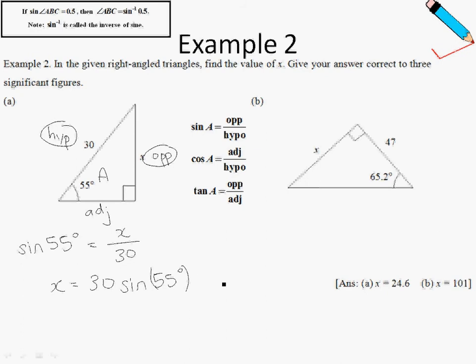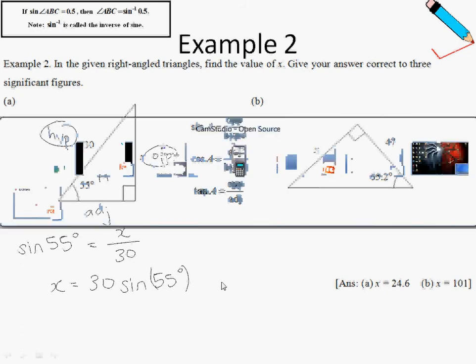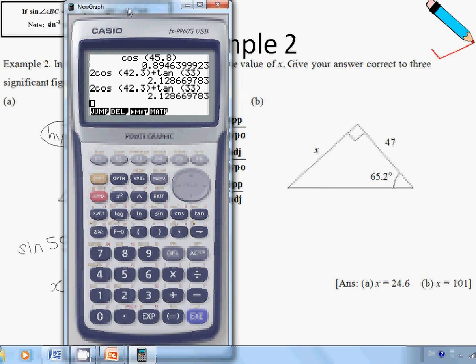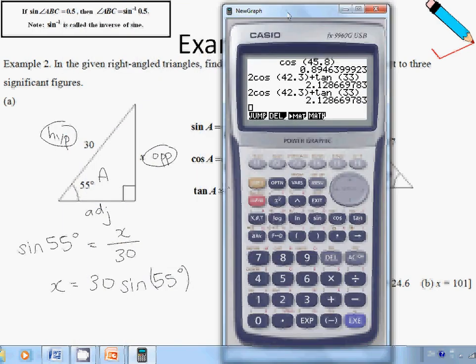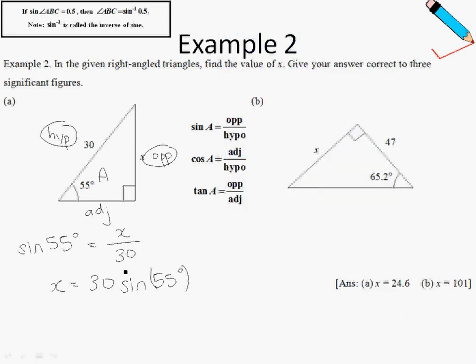Let me just show you how to press this in your calculator, since I know everyone is pretty new on this topic. I'll press 30 sine of 55 degrees and I'll press equal. The answer is over here, as you can see. Rounding it off to 3 sig fig, I'll just get 24.6. So x is just 24.6.